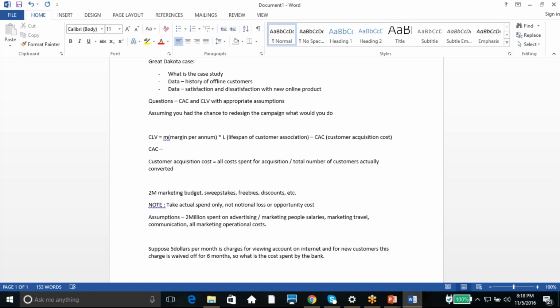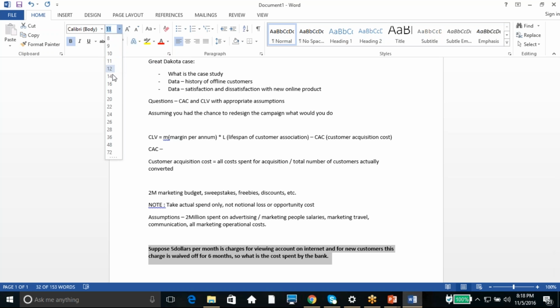Answers please. What is the cost spent by the bank? Yeah, cost spent by the bank per new customer.